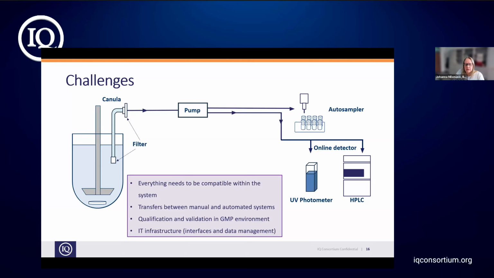Often transfers from one site or one lab to another lab are done manually because it's easier if everybody just draws a manual sample from the vessel and omits all the different automation steps, as not all sites may have the same automated equipment. So you need to make sure that your manual method is similar to your automated methods and not a lot of artifacts are introduced. And by introducing so many parameters, qualification of new systems and validation in GMP environments become a little bit more challenging.